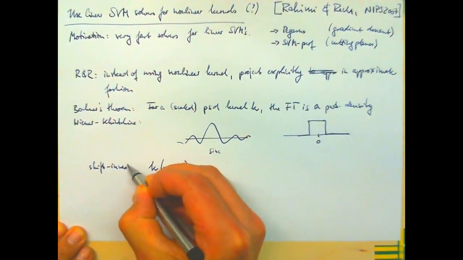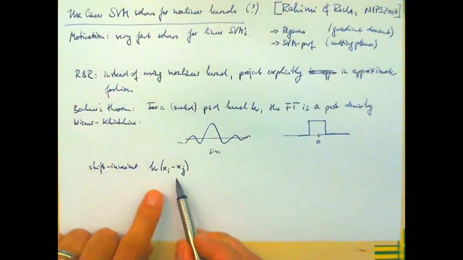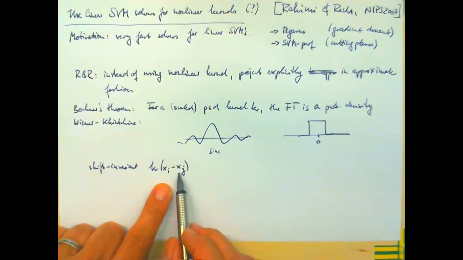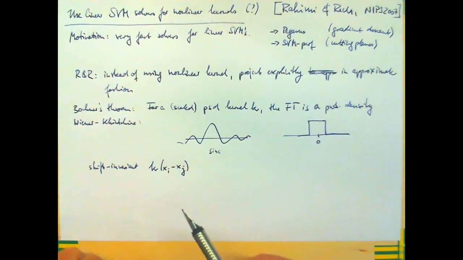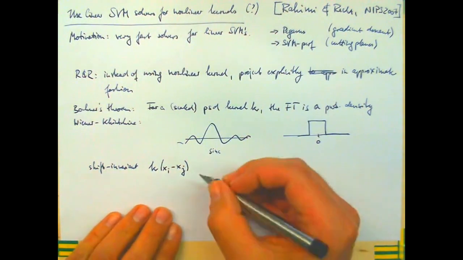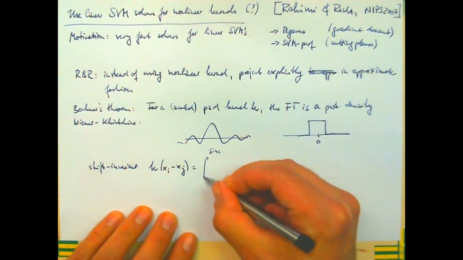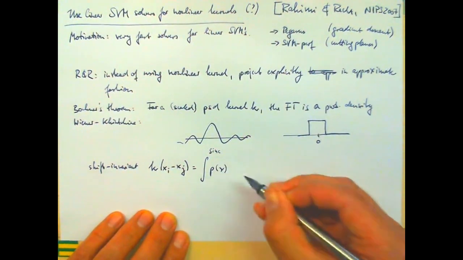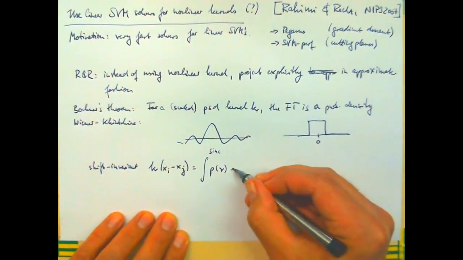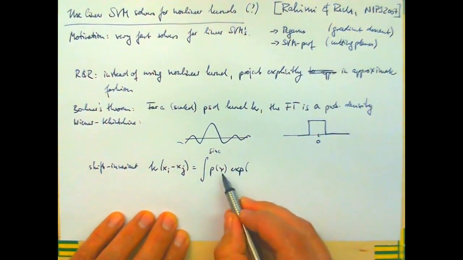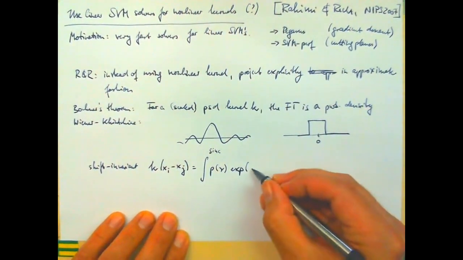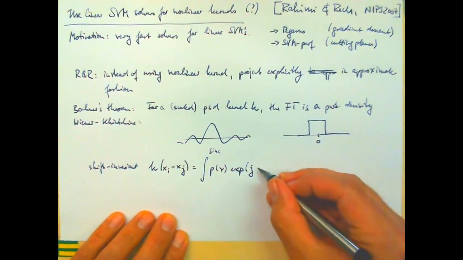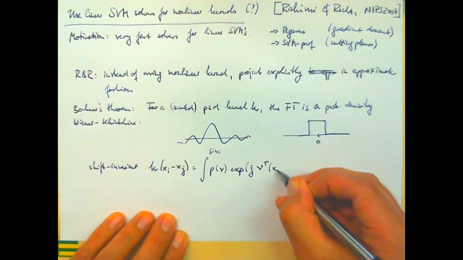So I'm not writing xi comma xj, but I'm saying that the value of the kernel depends only on the difference vector here. And I'm taking the Fourier transform of what should be a probability density function. So I'm using nu for the frequency domain here. J is the imaginary unit. And this is again my difference vector.